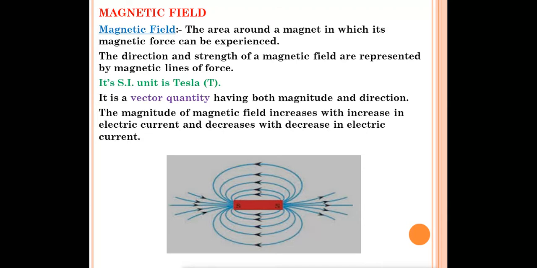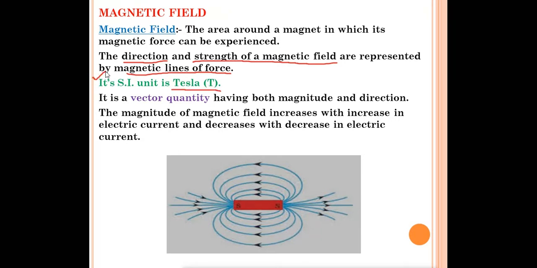Field means area or ground. So you have to remember that the area around a magnet in which its magnetic force can be experienced is called magnetic field. The direction and strength of magnetic field are represented by magnetic lines of force. So how can we predict the direction and strength of a magnetic field? By the magnetic lines of force. The lines you can see in this magnet with the arrows are called the magnetic lines of force. About this also we'll read in the next topic. And what is the SI unit of magnetic field? The SI unit of magnetic field is Tesla, T-E-S-L-A, and it is represented by the capital letter T.